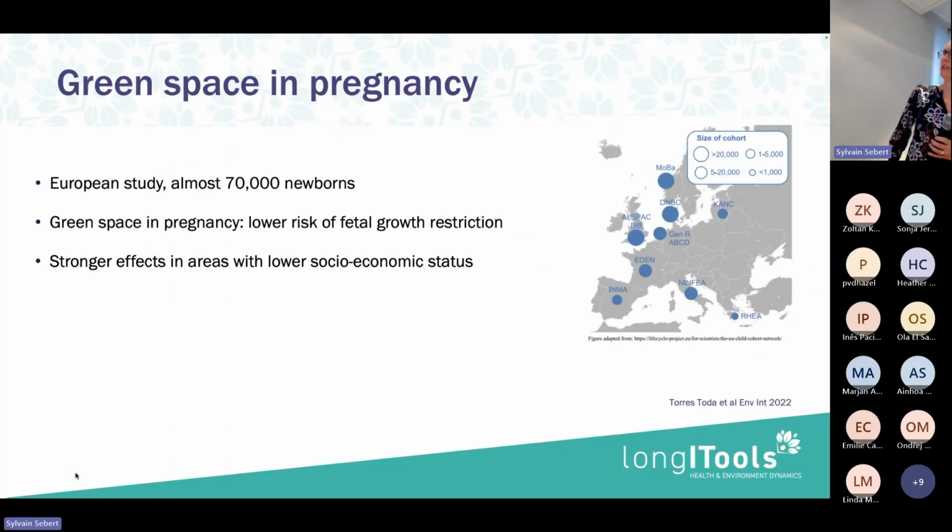An example of that is this study where we looked at green space exposure during pregnancy in a total sample size of about 70,000 newborns. And we found that it was associated with fetal growth restriction. So higher green space exposure in pregnancy gave you a lower risk of fetal growth restriction. Interesting here was that this effect was stronger in areas with a lower socioeconomic status. So apparently, socioeconomic status modifies these associations.